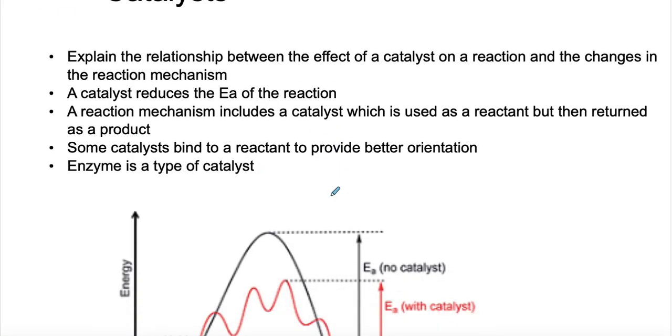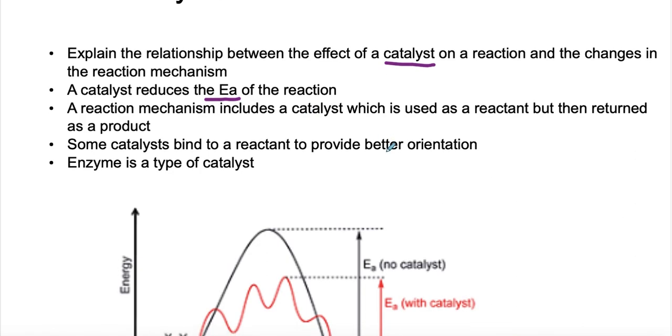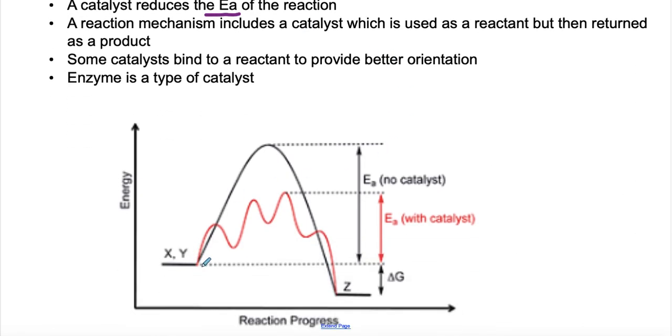Right? And then if you have a catalyst, explain the relationship between the effect of a catalyst on a reaction and the changes in the reaction mechanism. So a catalyst speeds up the reaction by lowering the activation energy. So it lowers the EA. Here is an example of a reaction mechanism. If it was an overall reaction that was very slow, the black one, a catalyst will produce some intermediates and it will make it a faster reaction because all of these EAs are much smaller. So with a catalyst, the EA is smaller than without.